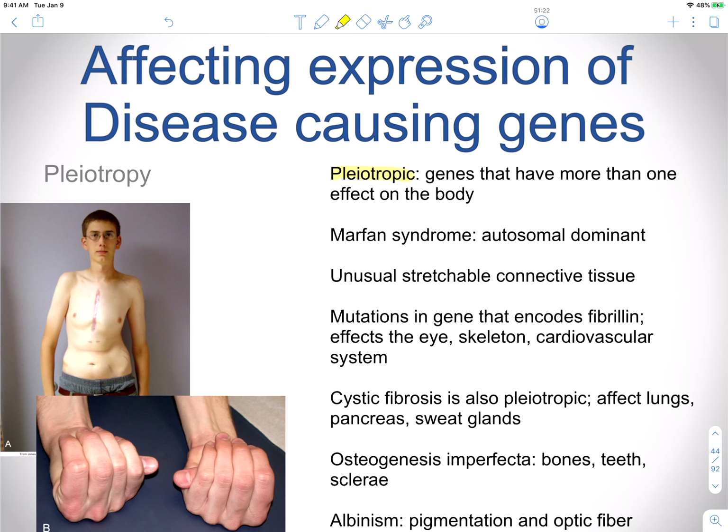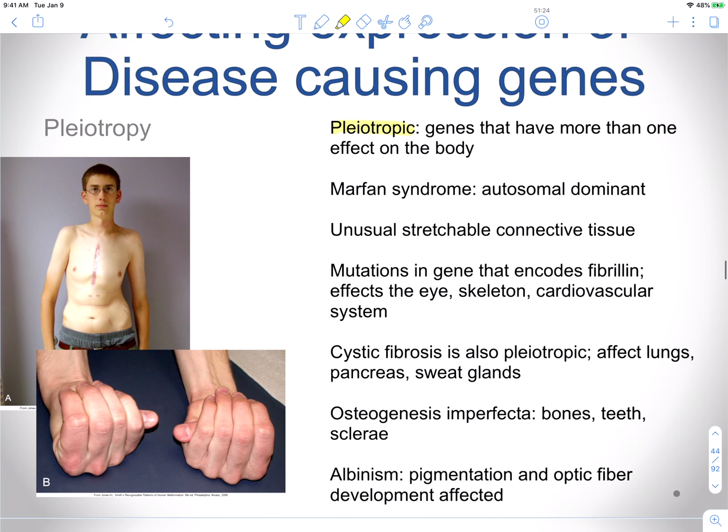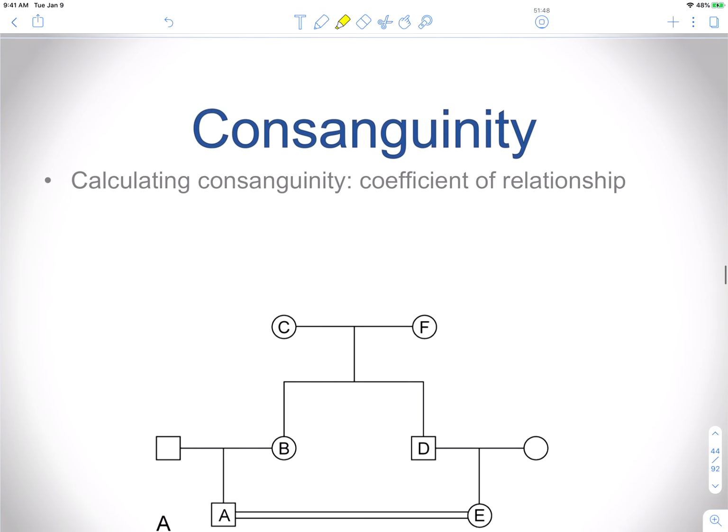Cystic fibrosis is also pleiotropic because you have effects on lungs, pancreas function, as well as sweat glands. Osteogenesis imperfecta, again, pleiotropic. You have bones, teeth, and sclera all going to be affected. Albinism is going to be pleiotropic because it affects pigmentation. So you have optic fiber development affected as well because there is pigmentation associated with your eyes.